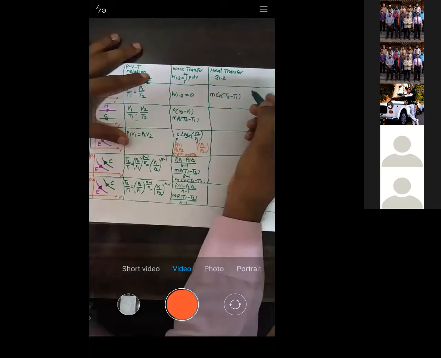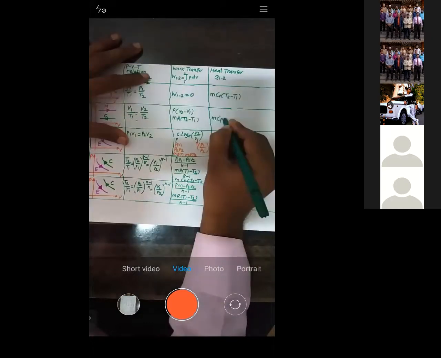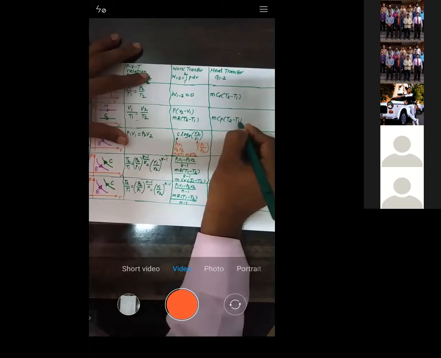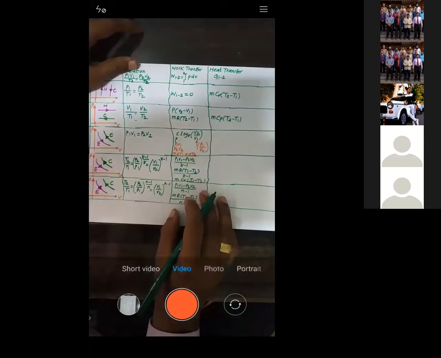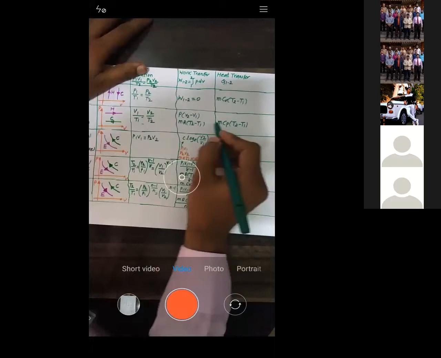If the process is constant pressure, it is mCp (T2 minus T1), because the process is constant pressure. You can see this process is constant pressure, so the formula is mCp, right?